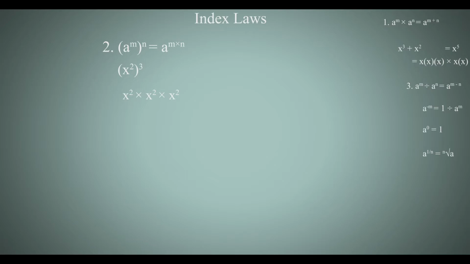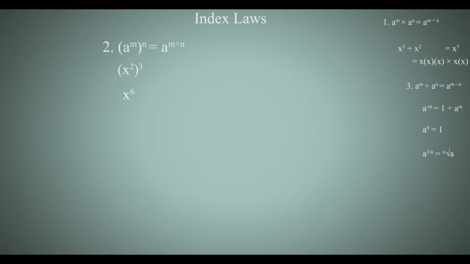Now, if we use our first index law, we know that if we are multiplying two indices, we have to add them. So that would come to x to the power of 6. And from here, we can notice the shortcut that you're just multiplying the indices. So in this case, 3 times 2 is equal to 6.